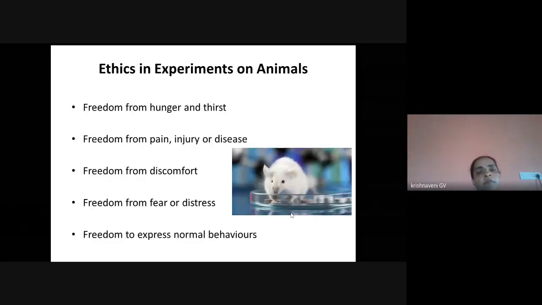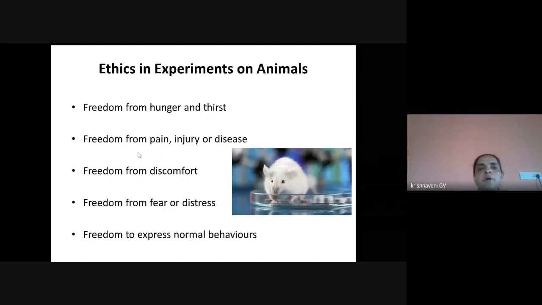There are what are called the 5 freedoms in any ethical aspects related to animal experiments. These 5 freedoms are, first, freedom from hunger and thirst. So when you get any animal for your research, you should make sure that till its end, if your research involves its death, as long as it lives, it should be fed and watered appropriately, with the foods that it eats, and it should be free from hunger and thirst.